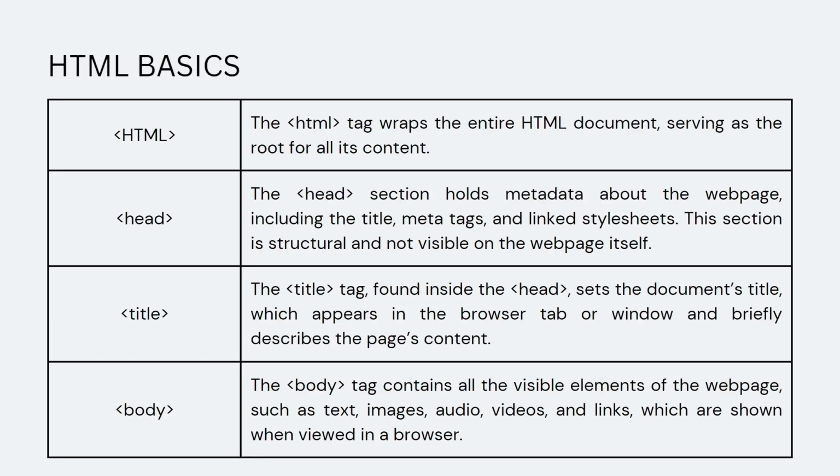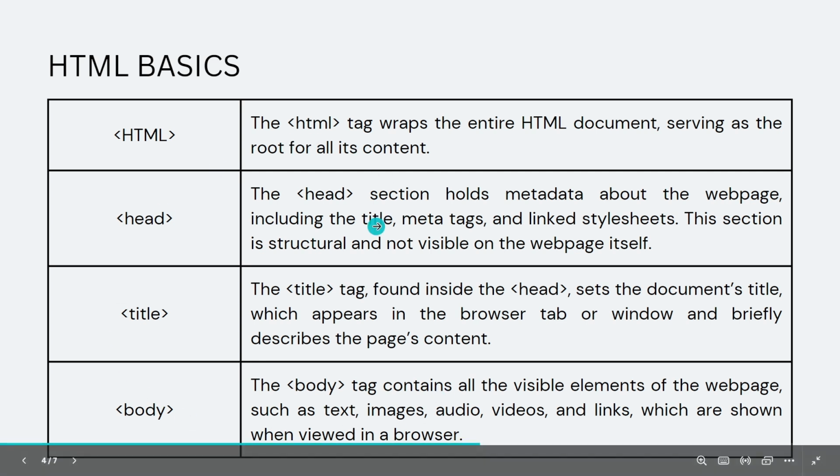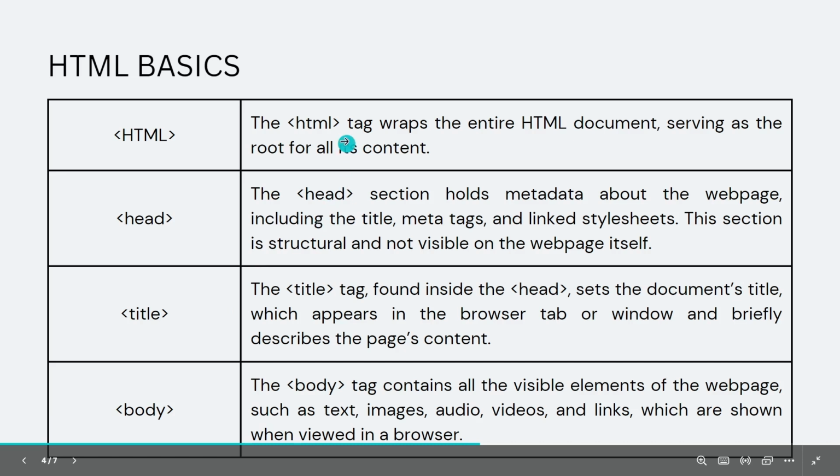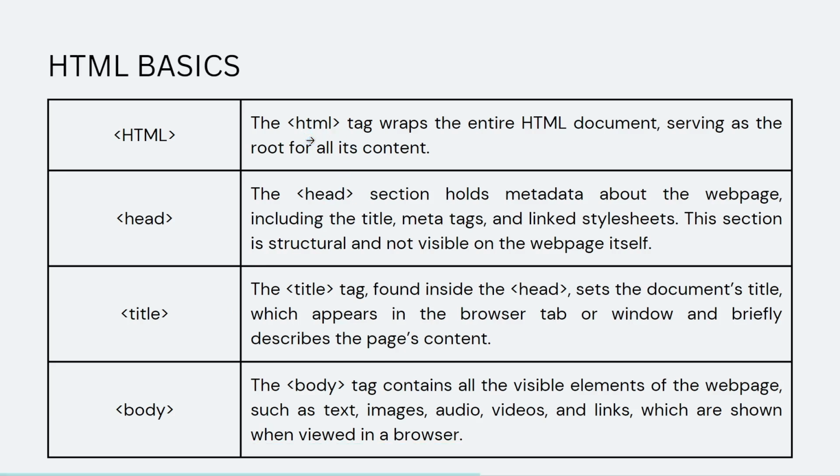Okay, so first, let's get started with the basics. If you see any HTML code, it has four parts. First one is the HTML tag, next one is the head, then it will have a title and then the body. The HTML tag wraps the entire HTML document. It serves as the root for all content. It means that all the content that we are going to put inside a file will be wrapped inside the HTML tag because it will be the root of all the content and it serves the entire HTML document.